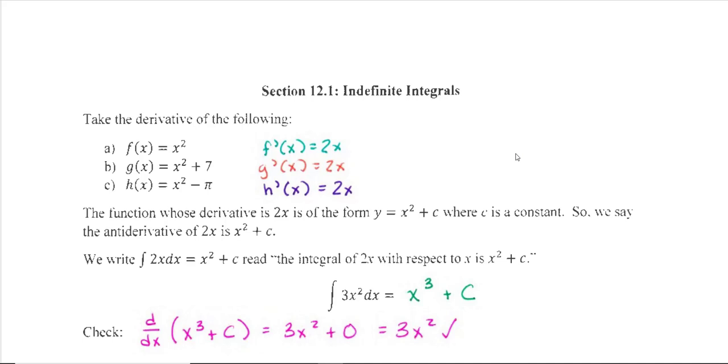Today we're going to talk about indefinite integrals. So let's start by taking the derivative of the following functions. F of x equals x squared. The derivative f prime of x would be 2x.